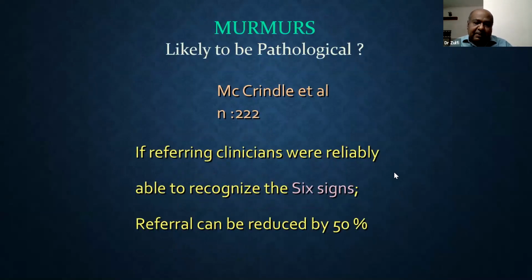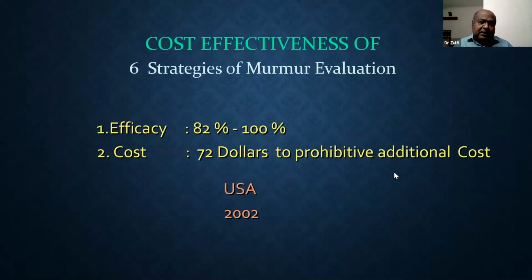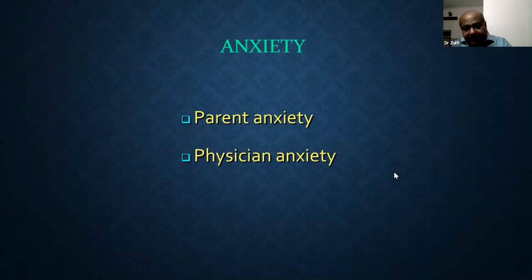So much so he mentioned that if the referring clinicians were reliably able to recognize these signs, referral can be reduced by 50%. It's a very tantalizing statement for both pediatric cardiologists as well as pediatricians. There's another study on cost effectiveness, a pure economic study, which showed that even if you have echo with a consultant, you can have 100% efficacy in picking up a congenital heart disease, but it is very, very expensive in the United States of America. And anxiety can be of 2 types, parental anxiety and physician anxiety.